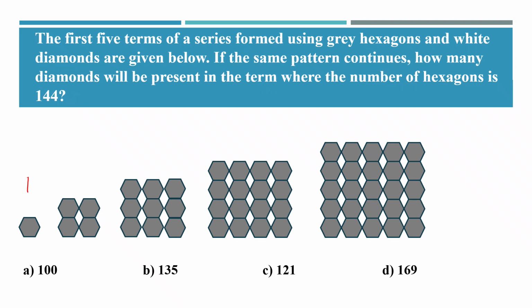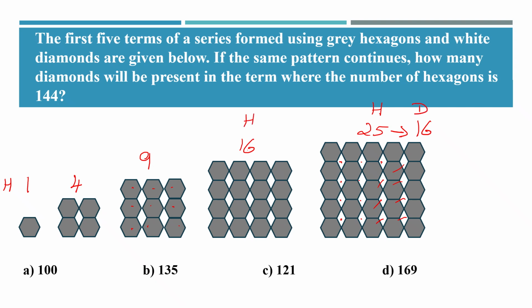Here we have 1 hexagon. Here we have 4 hexagons. Here we have 1, 2, 3, 4, 5, 6, 7, 8, 9 hexagons. And obviously this would be 16, 25 hexagons. Okay. If there are 25 hexagons, let's count the diamonds: 1, 2, 3, 4, 5, 6, 7, 8, 9, 10, 11, 12, 13, 14, 15, 16 diamonds. Okay, 25 hexagons, then 16 diamonds.